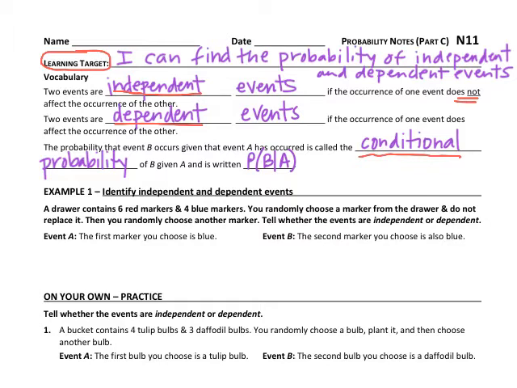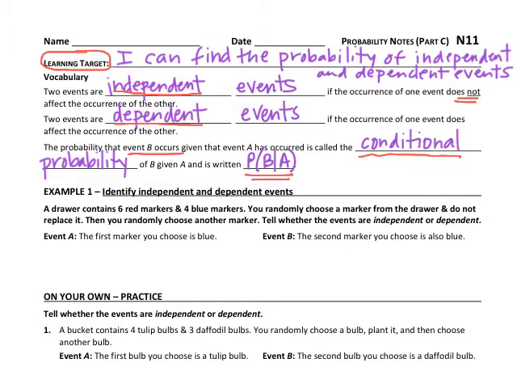So the probability that event B occurs, given that A has already occurred, is called the conditional probability, meaning that something had to happen before the second event takes place. So this is how we write that in notation form, the probability of B given A. So this line between the B and the A is just the word given. Probability of B given A.